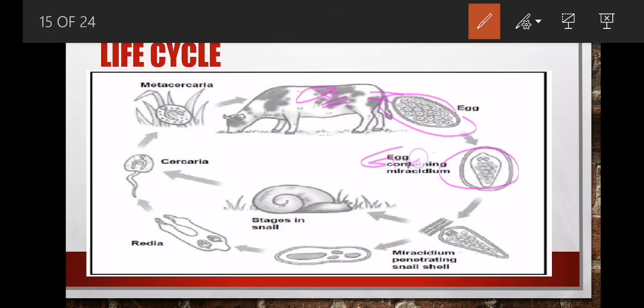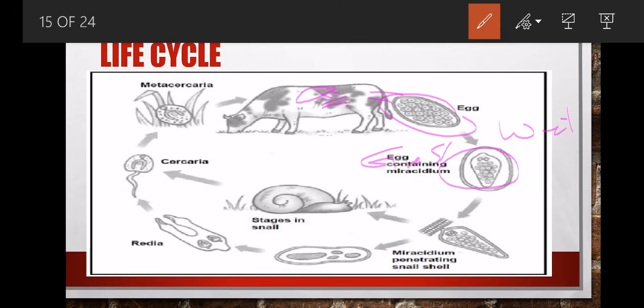Let's say here it's grass. The environment is what? It is wet. And what will happen now to the eggs? The eggs will then hatch. When the eggs hatch, they form what we call miracidia. What will happen? The miracidia will develop to form what?